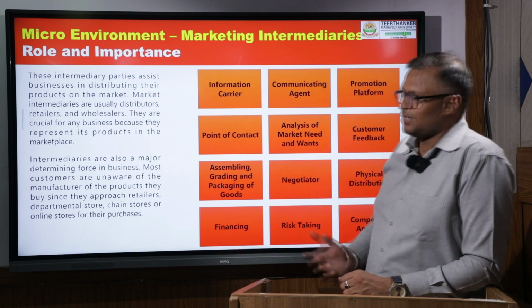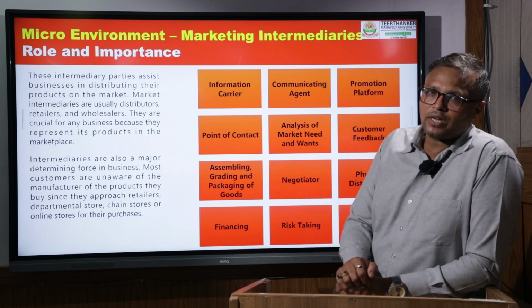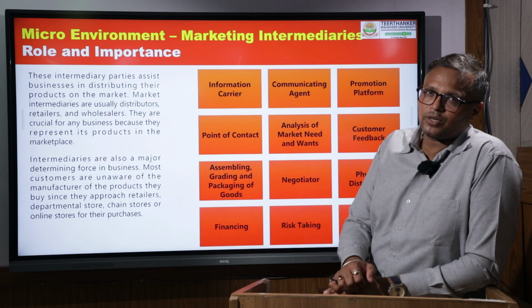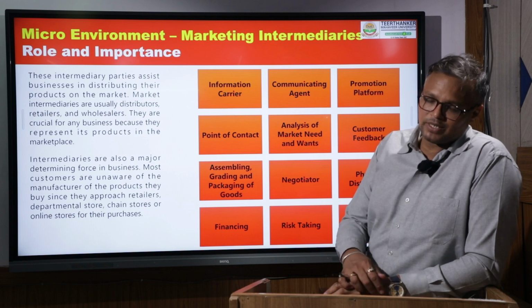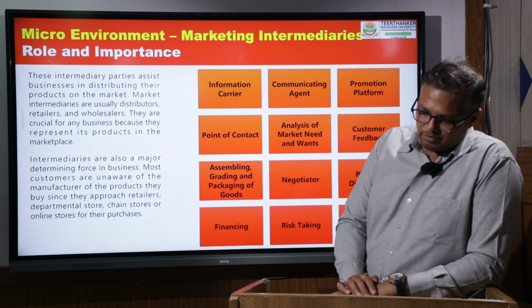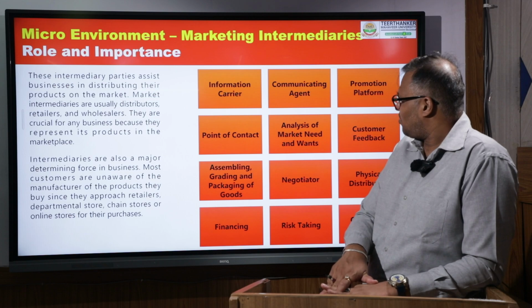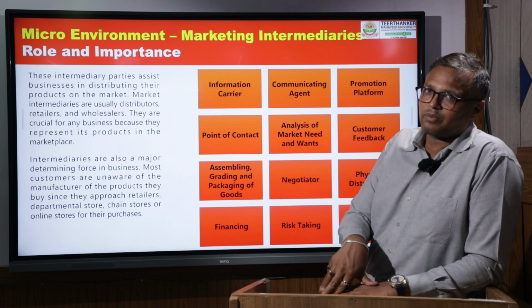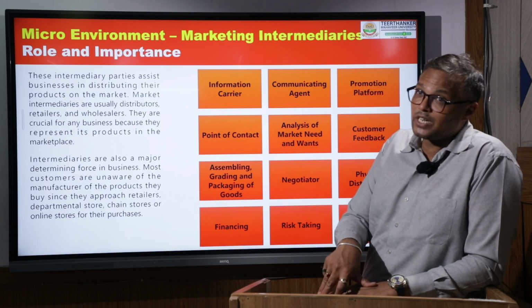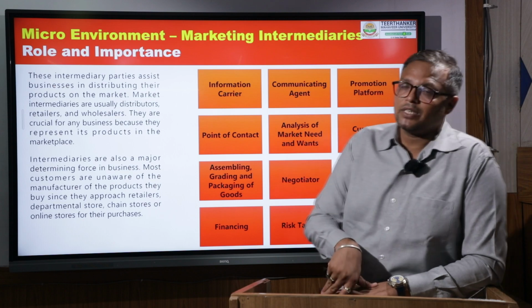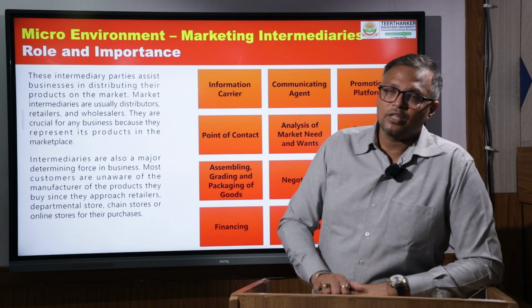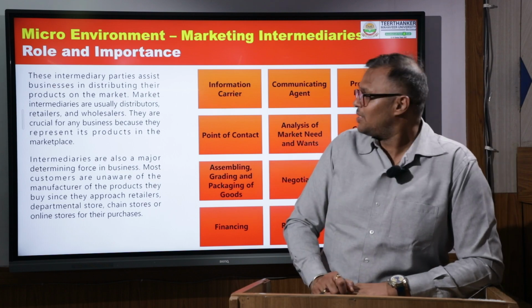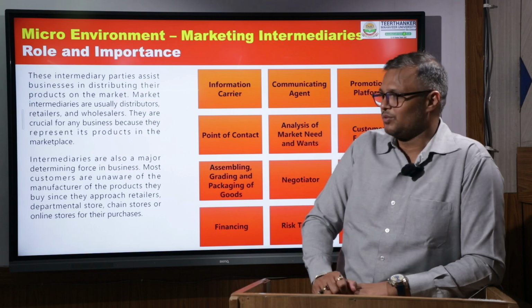Next over here is negotiator. Negotiation is a very important role the marketing intermediaries play. A marketing intermediary plays a negotiator role because they are able to negotiate with customers and with the immediate next channel partners, and those negotiations help the companies to get profits or revenue.